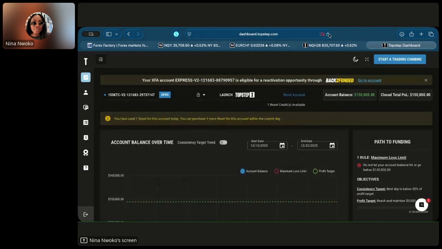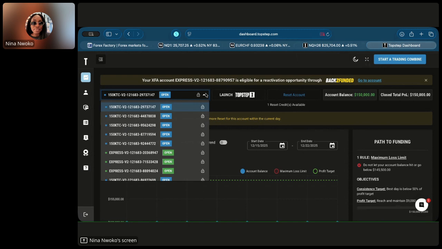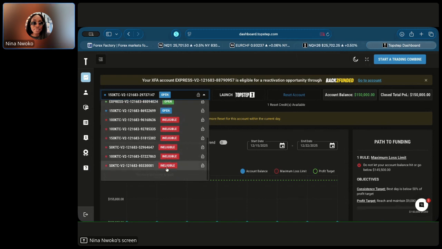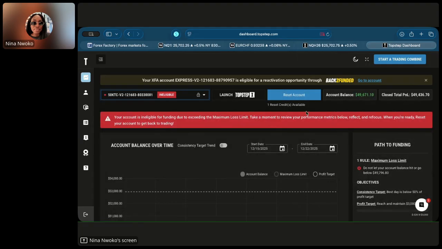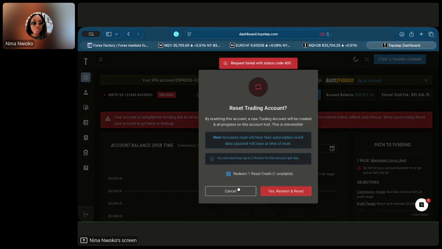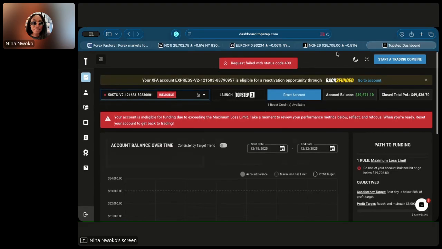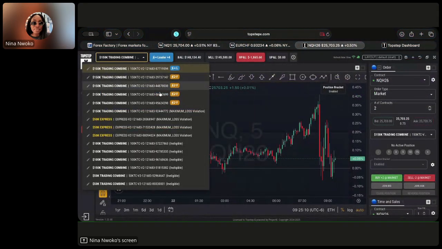Let me just refresh that. I have one credit left, and I would like to do a 50. When these go away, I could do a 50, because all my 50s down here are ineligible for reset. The reason for resetting these 150s is, one, those are the only ones that I could reset, but also you're allowed to be in a larger drawdown with these. So yeah, that's why I did that.